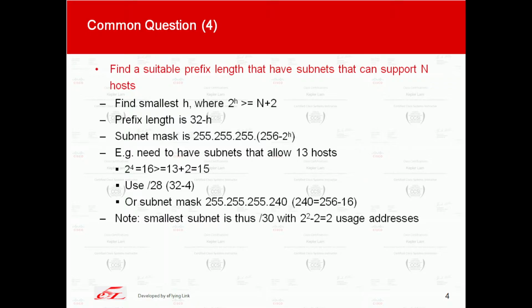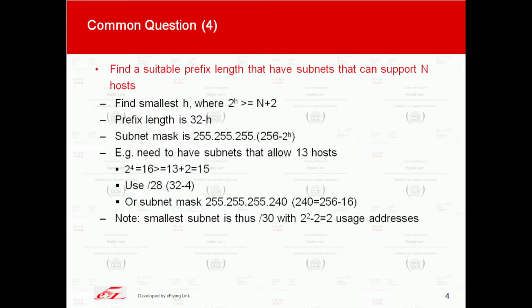That means you have 2 to the power 2 for the size. But remember that the first and the last address are not usable. That means you have 4 minus 2, so you have only 2 usable addresses. You can't have /31. Why is it? Because for /31 you only have 2 addresses, but then the first and last cannot be used. Then you don't have any address to be used.